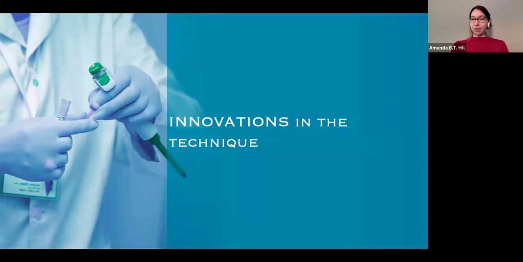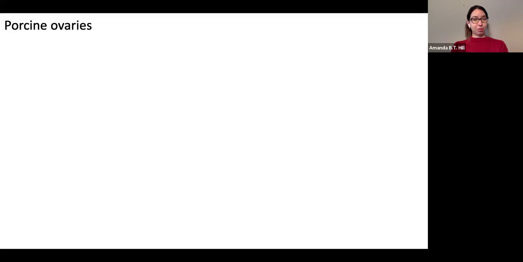Okay, so now that we talked about the first protocol that we came up with to isolate mesenchymal stem cells from the ovaries, now I would like to share some innovations that have been made to the technique. The first innovation is that we have applied this technique in different species, always with a positive result. And then throughout the years, we have made some adjustments that I'm going to show right now.